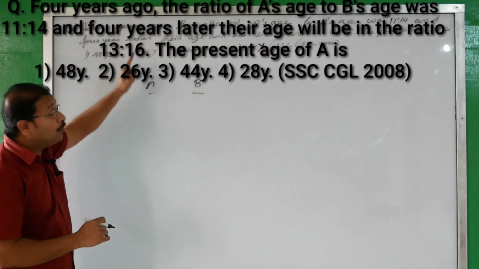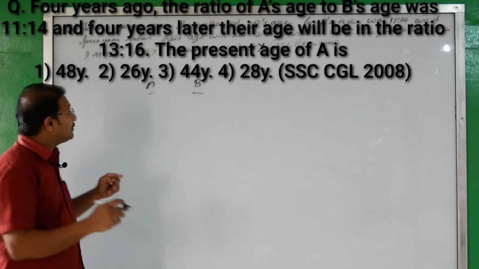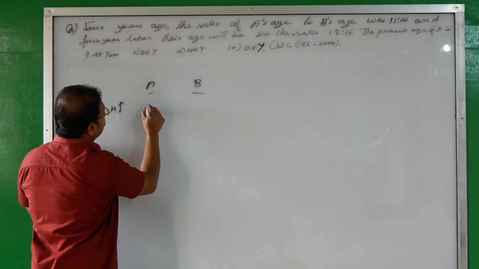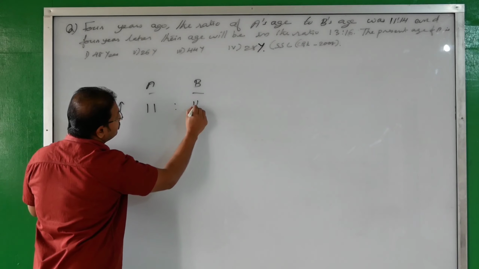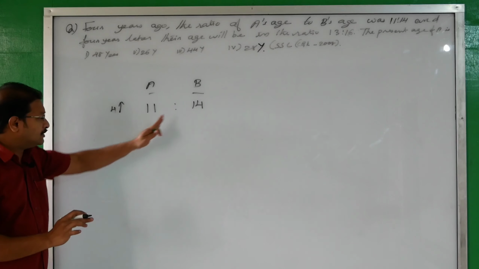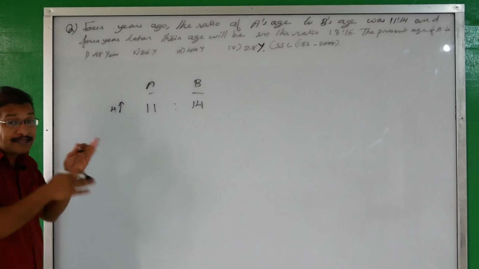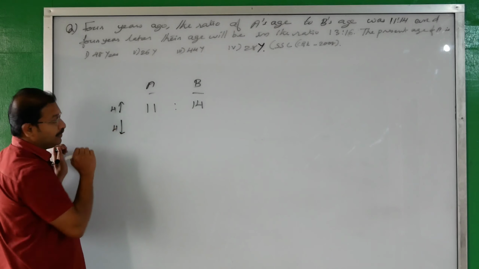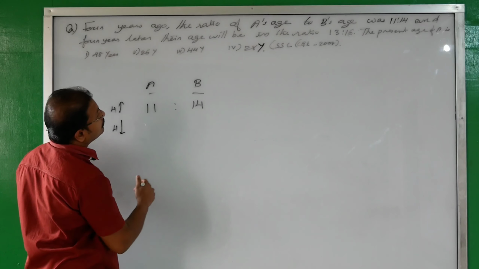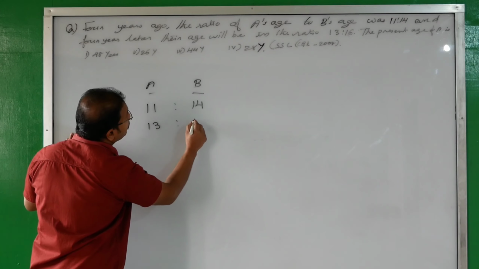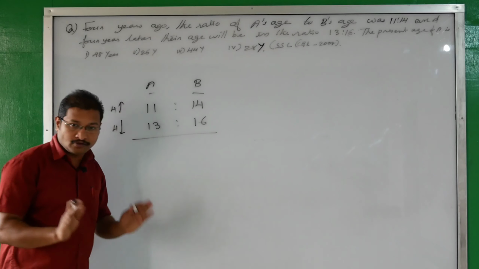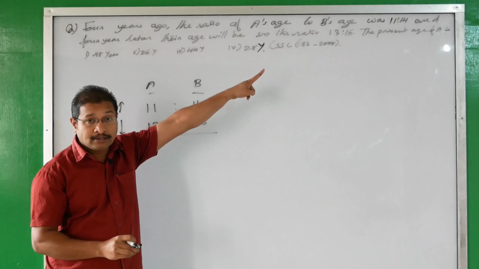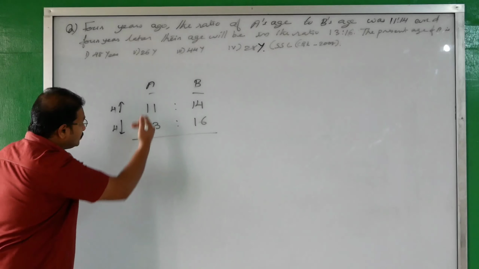The first condition, 4 years ago, means past. That means I am keeping it this way, 4 years, and the ratio was 11:14. After that, 4 years later, that means future, will be 13:16. It's okay. So we got it. The first ratio is 11:14. After that, the second ratio is 13:16. See now the difference.